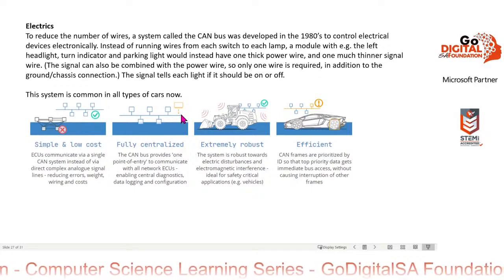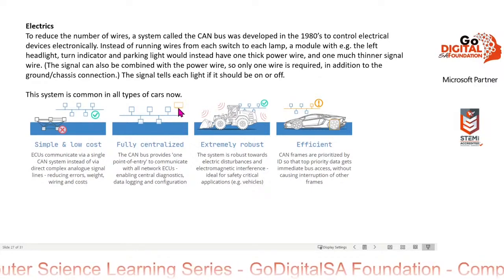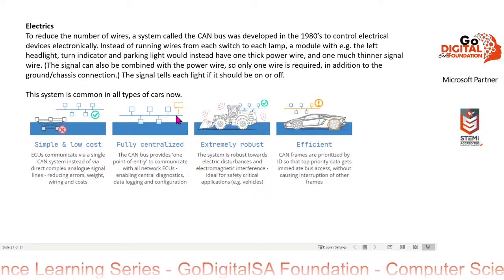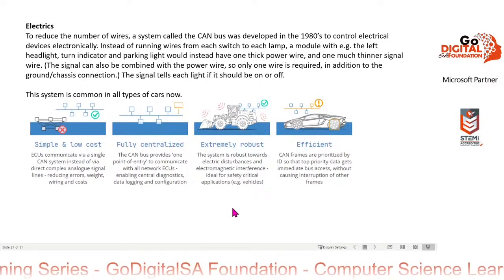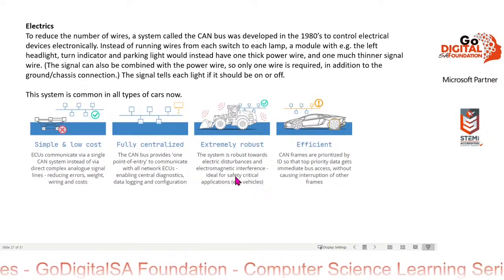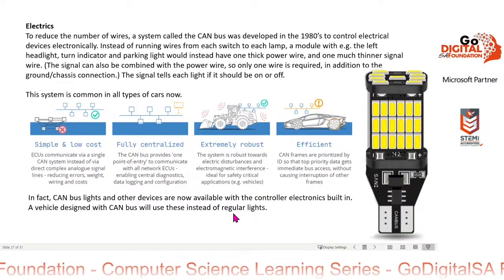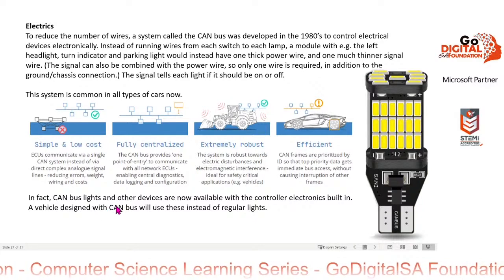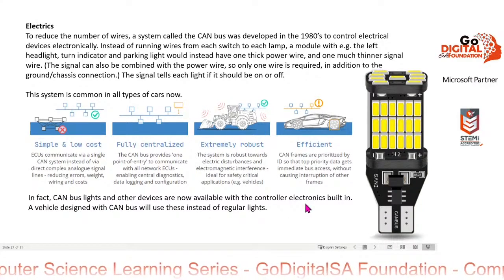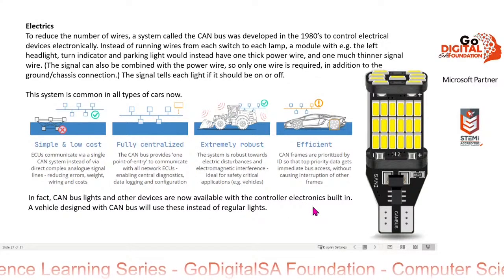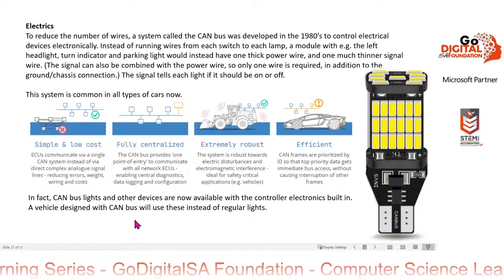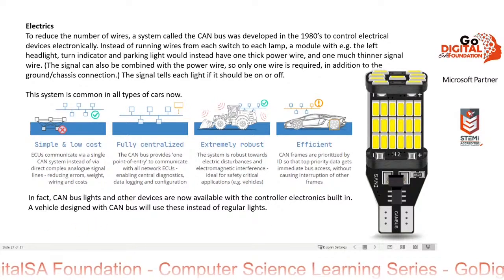It allows centralized control. So here we've got one controller controlling everything that's on the bus. And it's robust and it's efficient. In fact, CAN bus lights and other devices are now available with the controller electronics built in. A vehicle designed with CAN bus will use these instead of regular lights.